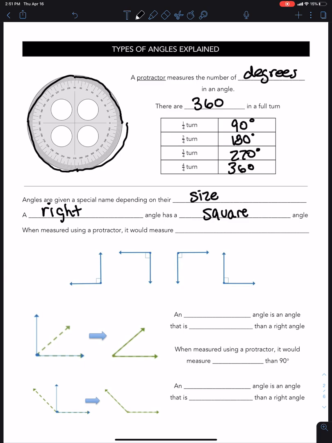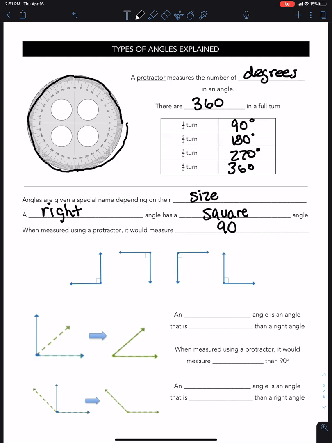And we call it a square angle because you could take a square and you could fit it right in the corner of any right angle. See, these are all right angles here, and this square fits right in the corner of all those. That's why it's called a square angle. When measured using a protractor, it would measure 90 degrees.